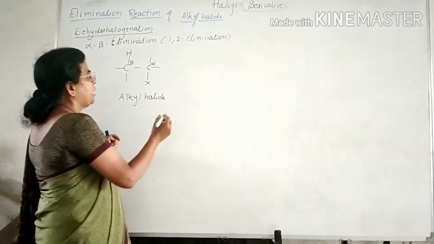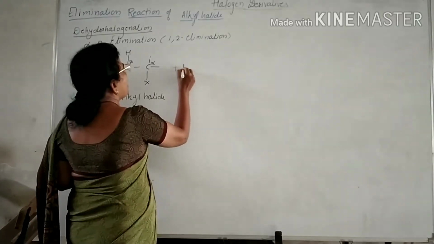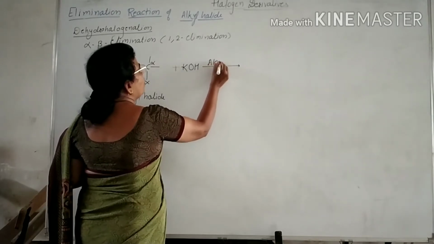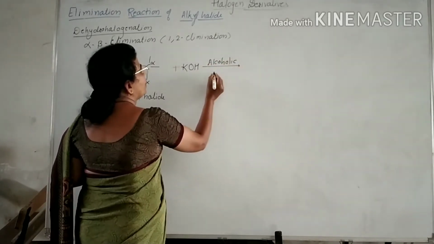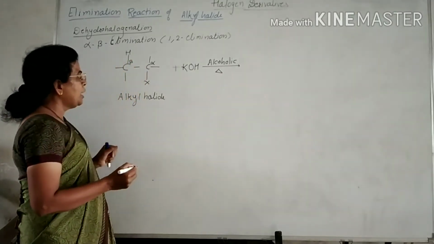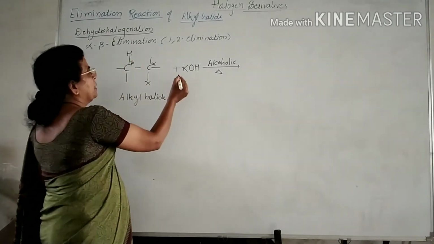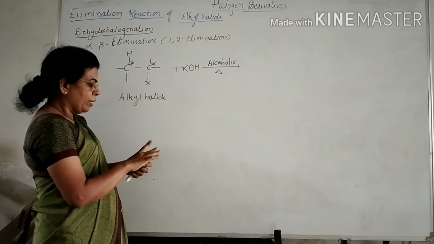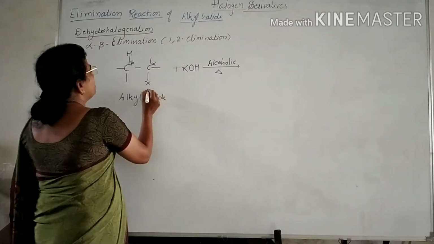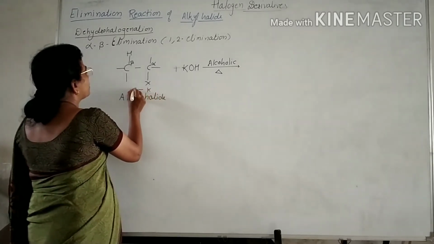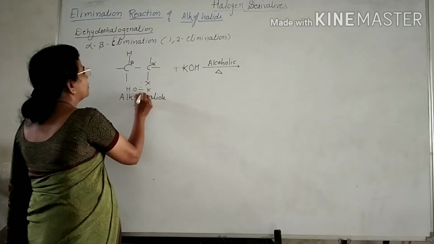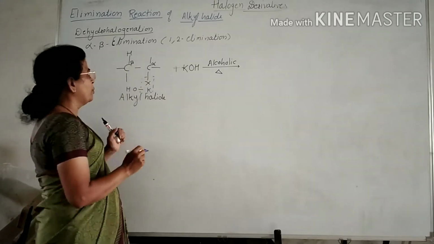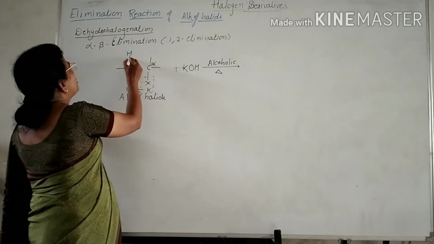Now when this alkyl halide is treated with alcoholic KOH, the reaction condition must be alcoholic. Boil this reaction mixture. Then this hydrogen atom and this halogen atom are removed. Now how is it removed? The halogen atom goes with potassium and this hydrogen atom goes with the hydroxy group. That is, this hydrogen atom is removed like this.